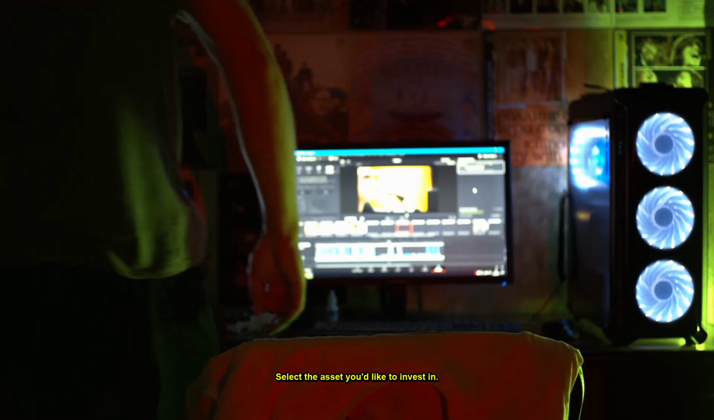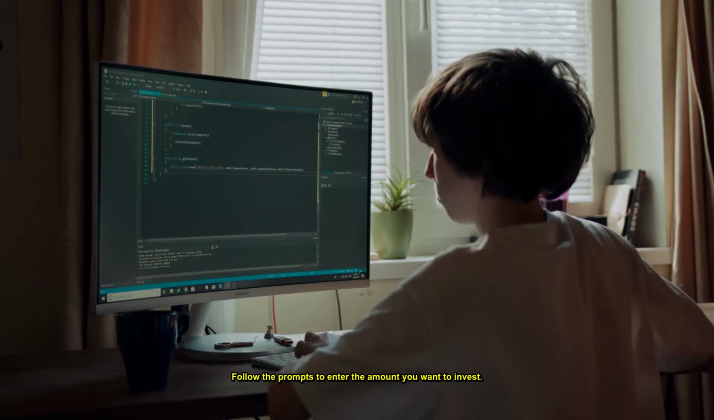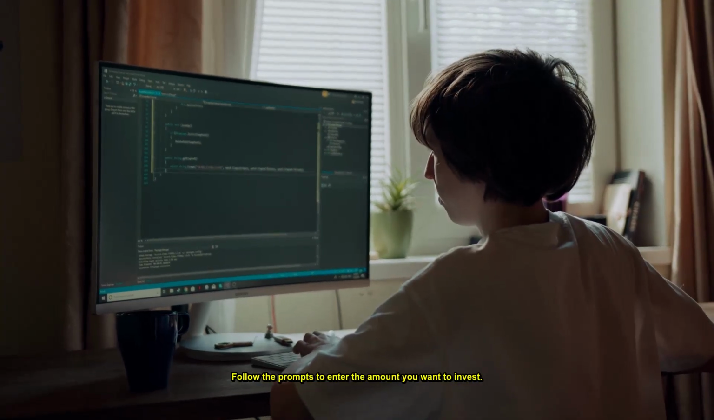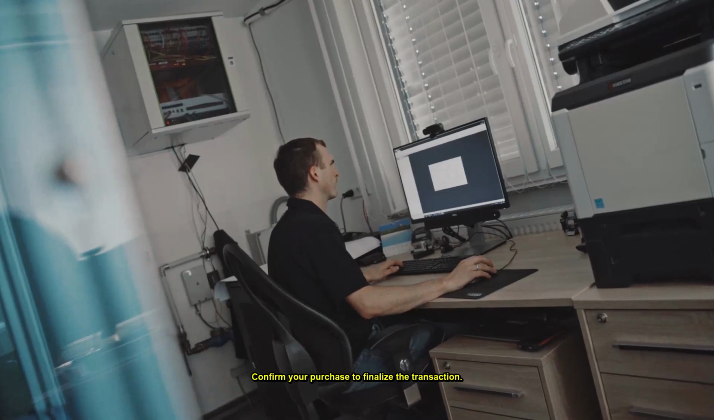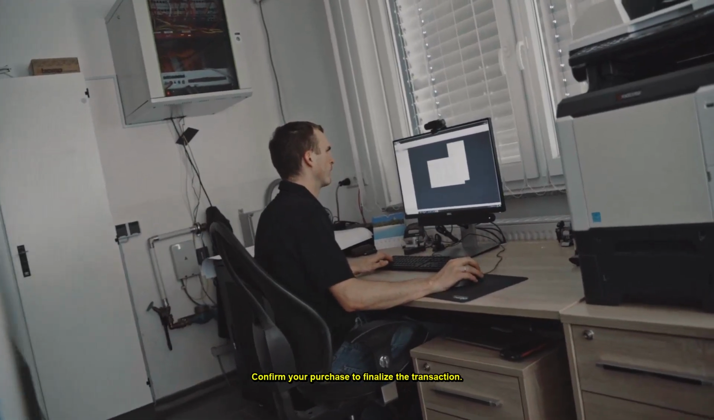Select the asset you'd like to invest in. Follow the prompts to enter the amount you want to invest. Confirm your purchase to finalize the transaction.